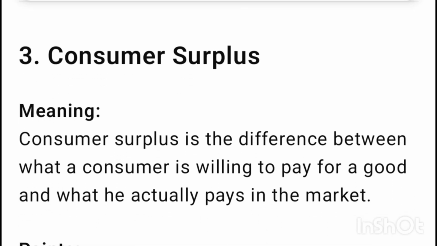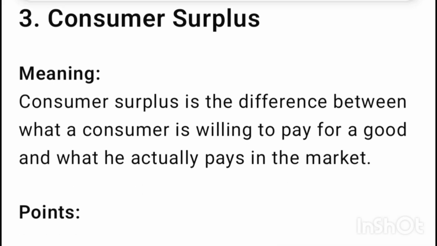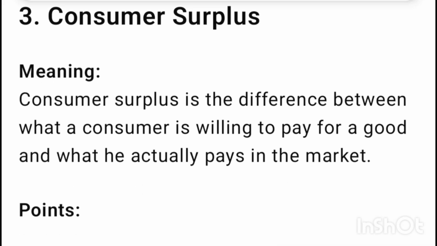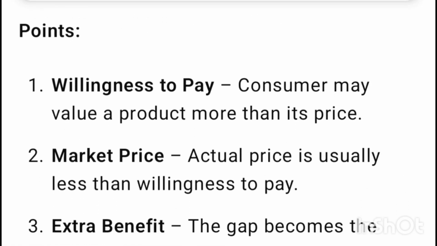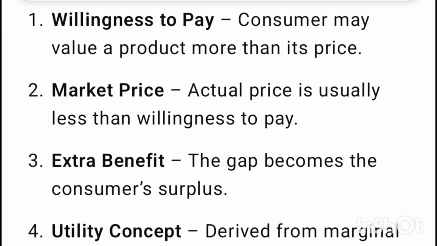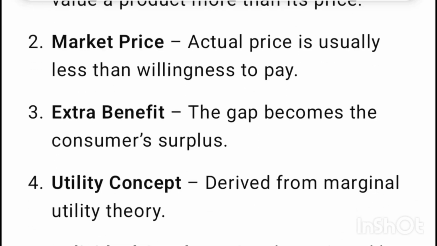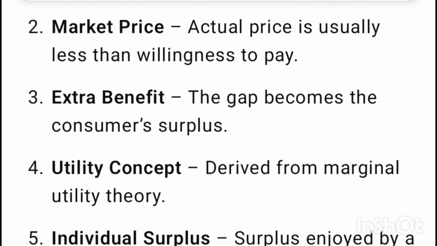3. Consumer surplus, meaning. Consumer surplus is the difference between what a consumer is willing to pay for a good and what he actually pays in the market. Points. 1. Willingness to pay. Consumer may value a product more than its price. 2. Market price. Actual price is usually less than willingness to pay. 3. Extra benefit. The gap becomes the consumer's surplus.